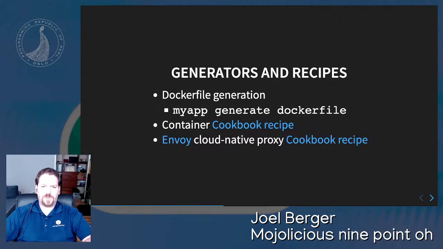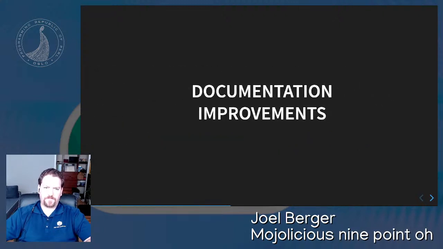We've added some generators and recipes. We've added a Docker file generator. If you do my app, so you're building something, my app generate Docker file, it will build you a little rudimentary Docker file for you. We've added a containerization cookbook recipe, and we've added a cookbook recipe for the Envoy cloud native proxy. I've been thinking about doing a recipe for traffic, but we haven't added that yet. But these are the kind of things we're thinking about to help people use Mojolicious in these environments.